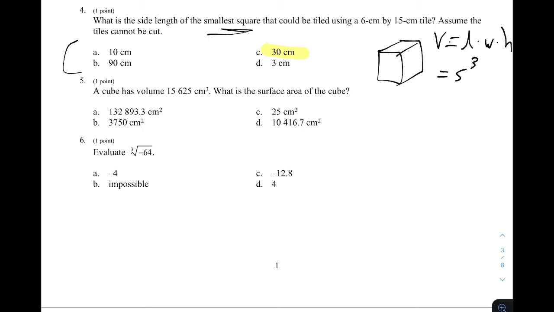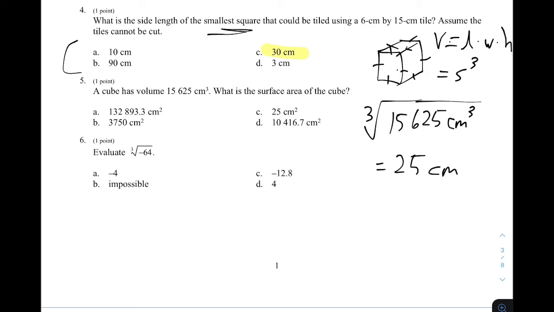So one side cubed. So I want to know how long each of these sides are, because when I'm calculating surface area, that'll be important to know. So I'm going to take the cube root of 15,625 centimeters cubed. I'll just ask my calculator this time, and I'll get 25. Each side is 25 centimeters across.